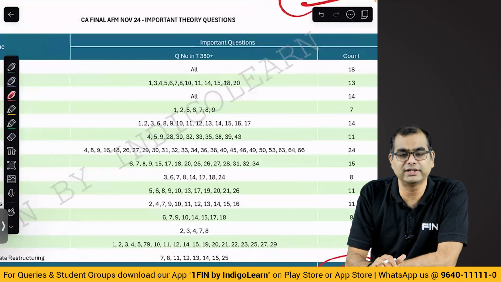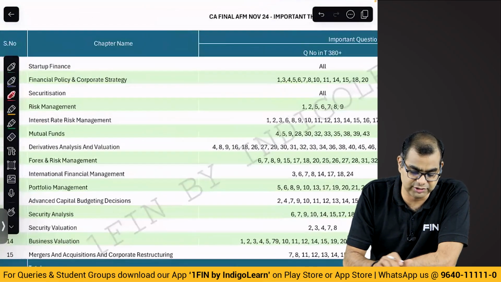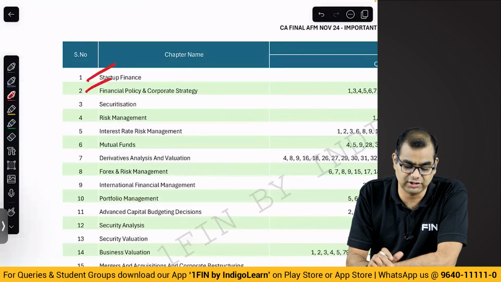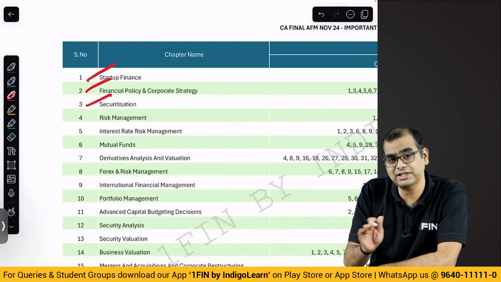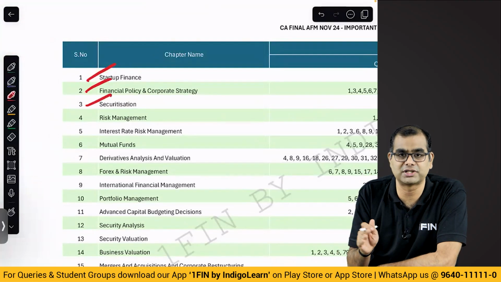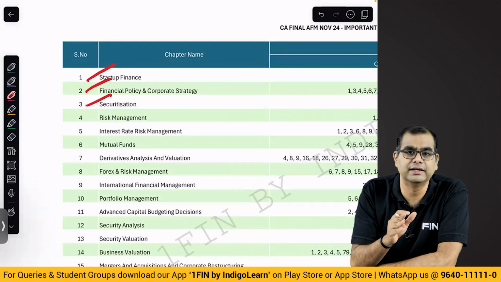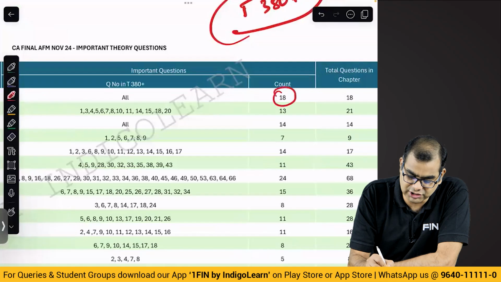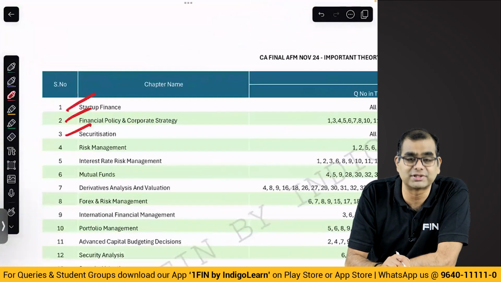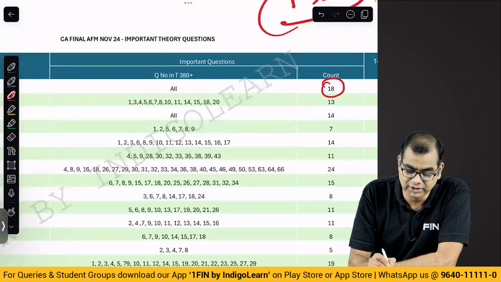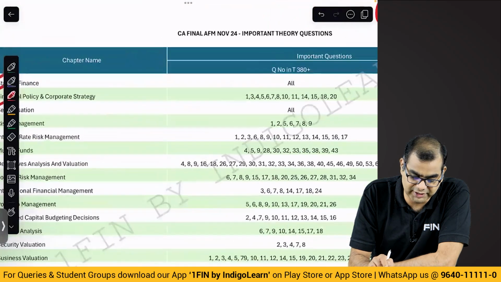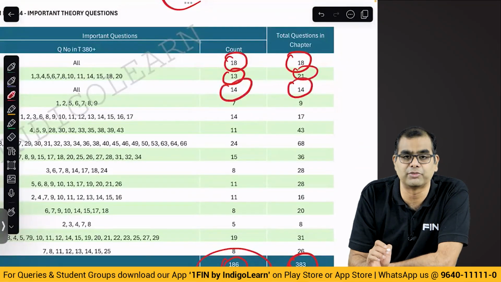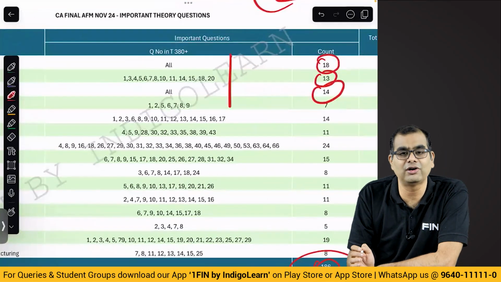Now, what are the important things in this important theory question list? I have highlighted first these 3 chapters: startup finance, financial policy and corporate strategy, and of course securitization. These 3 chapters continue to remain important, especially in the light of what we saw in the May 24 question paper. There are 18 questions in the first and most important chapter, startup finance. All 18 are important. In financial policy and corporate strategy, you have 21 questions, out of which 13 are important, and the securitization chapter is entirely important. These 3, there is no way I can compromise.